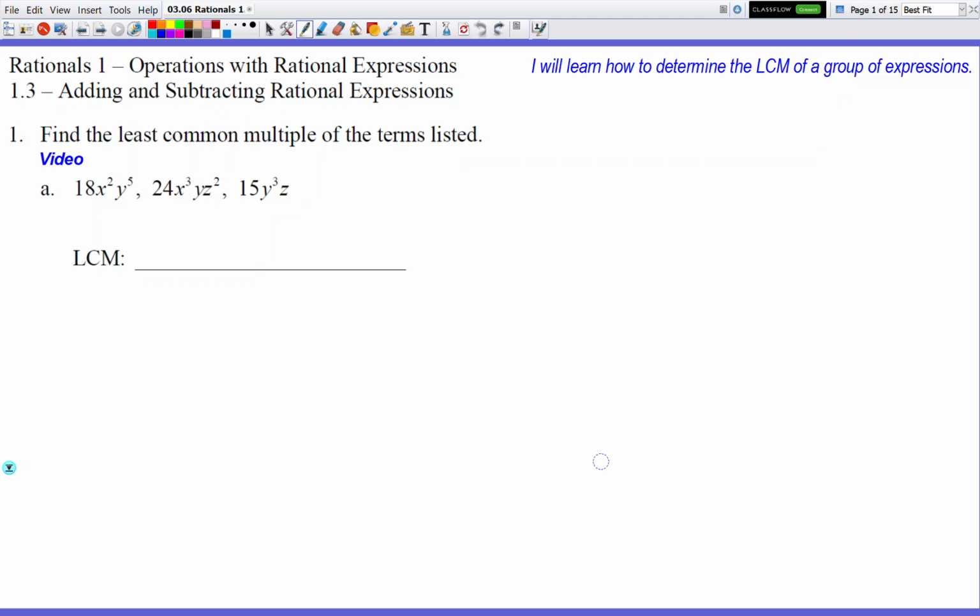Hello and welcome to Rationals 1.3, adding and subtracting rational expressions. Today we're going to learn skills that will teach you how to do common denominators. The only thing is that the things you're going to see on the bottom of fractions are going to be weird, like some of the things we're going to show you in today's lesson.